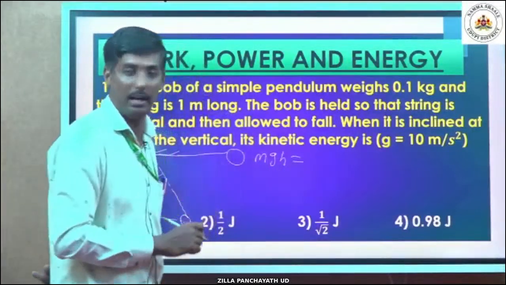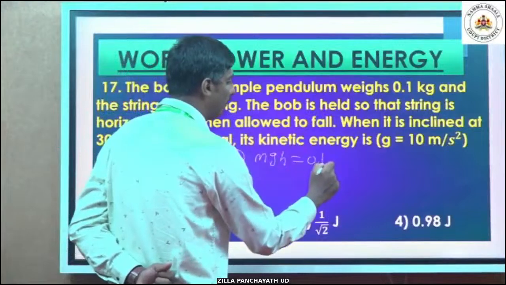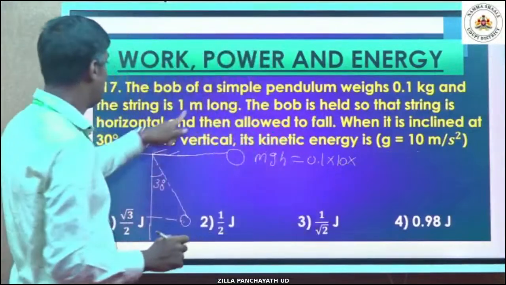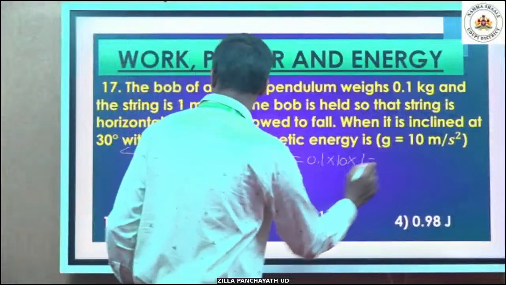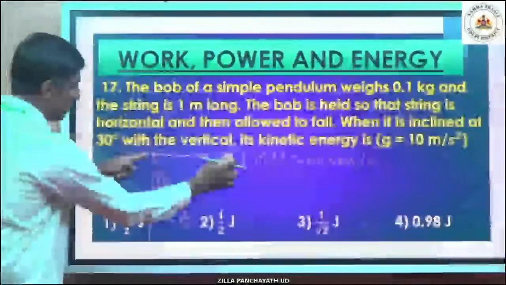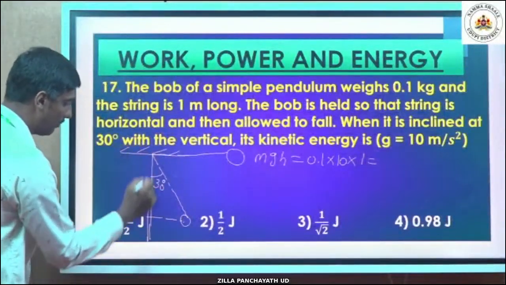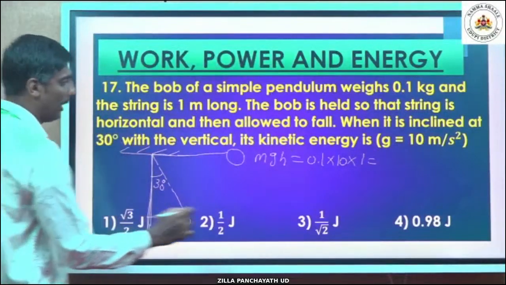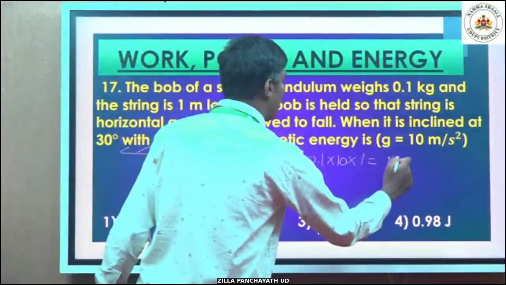ಸ್ವಲ್ಪ ಮಾಡಿ ಬಿಡೋಣ. ಅಲ್ಲೇ ಮಾಸ್ is 0.1 into g value has been given 10 into h. ಎಷ್ಟು ಕೊಟ್ಟಿದ್ದಾನೆ? 1 ಮೀಟರ್, ಹೌದಾ? h is 1 ಮೀಟರ್, ಯಾಕೆ ಸ್ಟ್ರಿಂಗ್ is 1 ಮೀಟರ್ ಲೆಂತ್ ಅಲ್ವಾ? ಸೊ this is 1 ಮೀಟರ್, this is also 1 ಮೀಟರ್. ನೋಡಿ ಇದು ಸಹ 1 ಮೀಟರ್. ಕ್ಲಿಯರ್? ಓಕೆ, ಸೊ 1 ಮೀಟರ್. ಸೊ ಹಾಗಾದ್ರೆ this will be 1 joule ಆಯ್ತು, if I am not wrong.